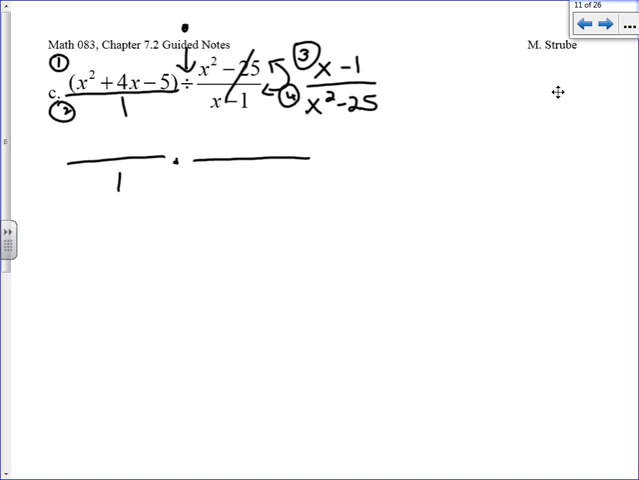So x squared plus 4x minus 5. Maybe I actually had that in the previous problem. Need a pair that multiplies to negative 5, adds to positive 4. Tiffany, what do you got? X plus 5, x minus 1. Multiply to negative 5, add to positive 4. I'm not going to factor 1. So next, x minus 1, can I factor it?